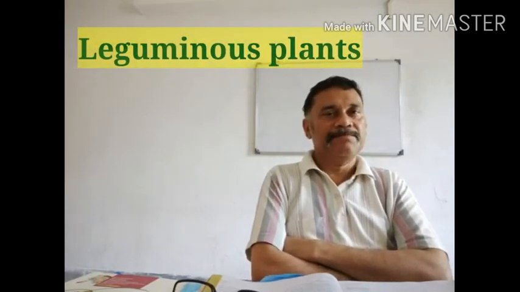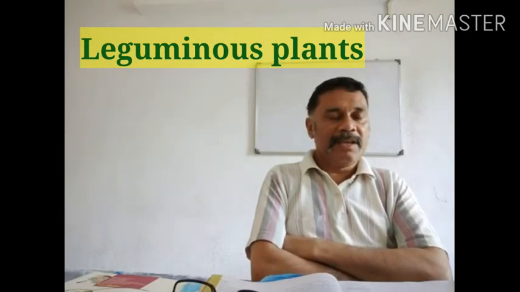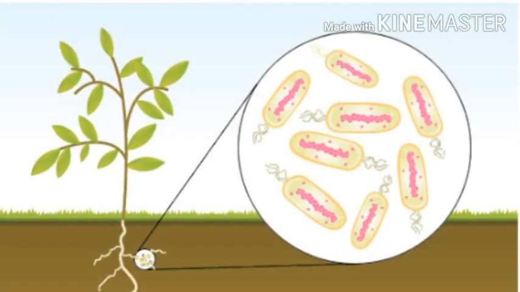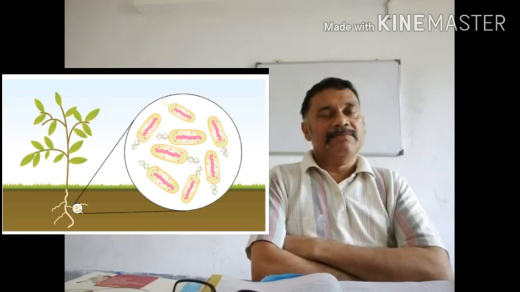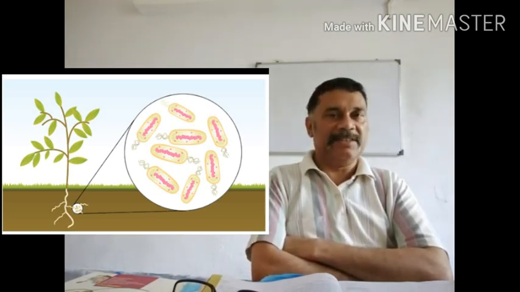This mutualism is also found in leguminous plants. Leguminous plants like beans, pea, gram give shelter to some nitrogen-fixing bacteria like rhizobium, clostridium, azotobacter. These bacteria fix nitrogen from the atmosphere and give it to the plant. On the other hand, the plant provides shelter and nutrition to these bacteria. So this is mutualism, this is called symbiosis.